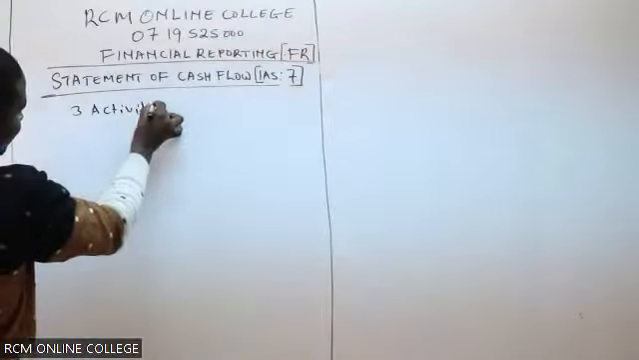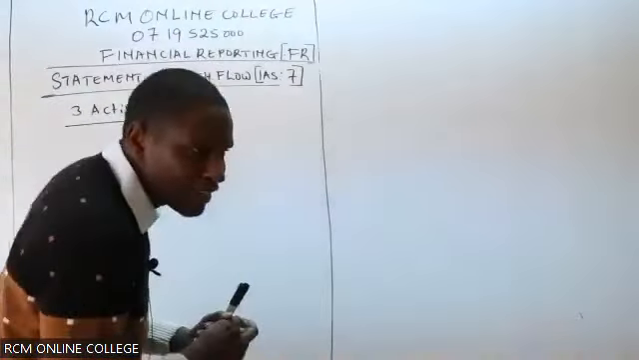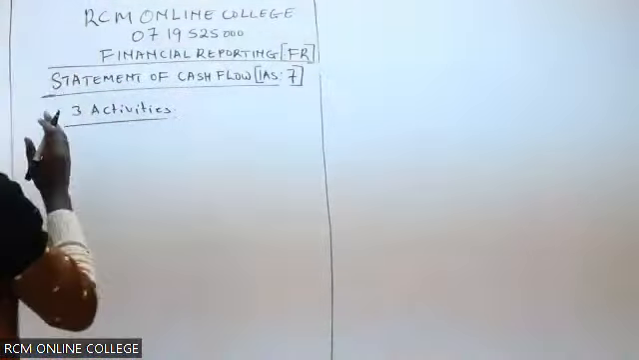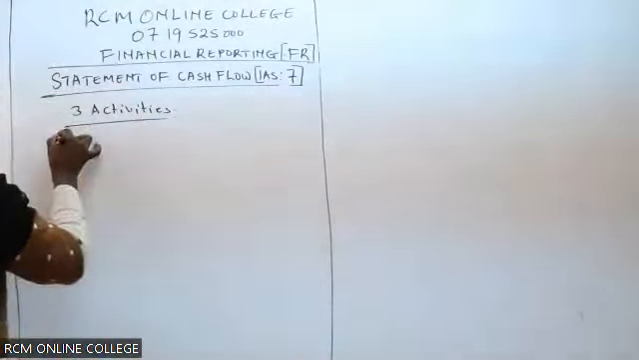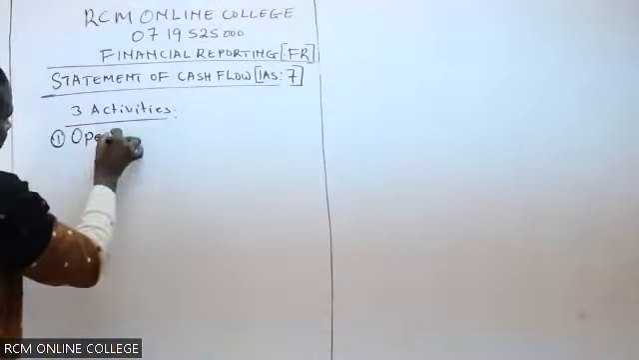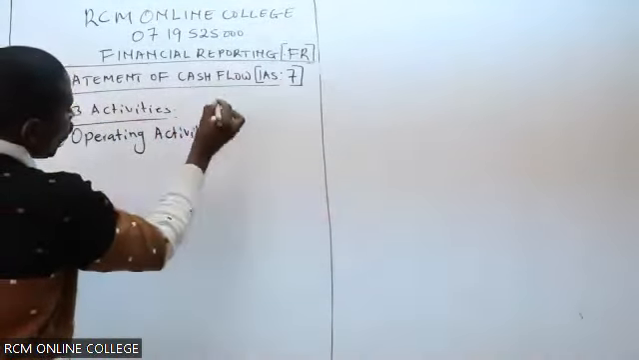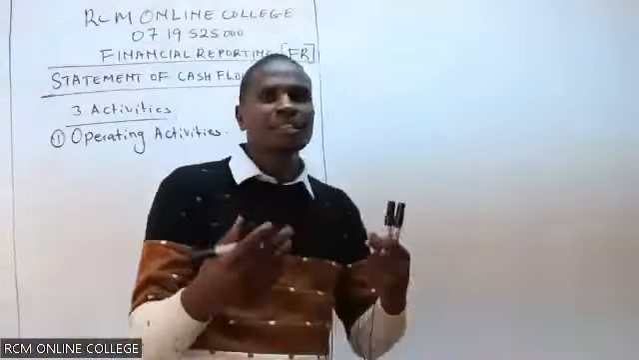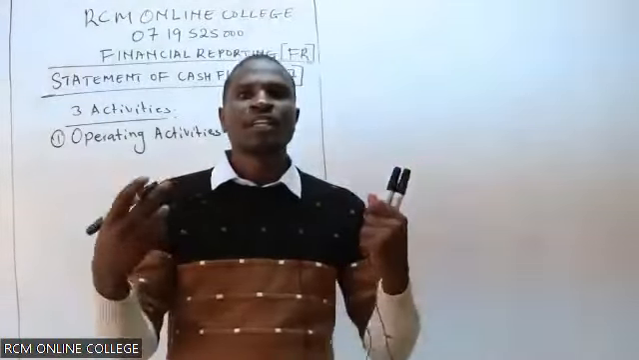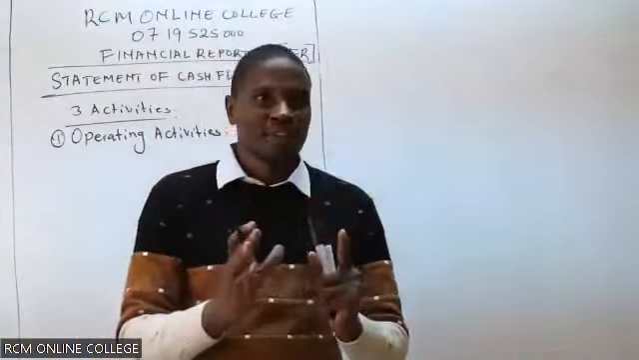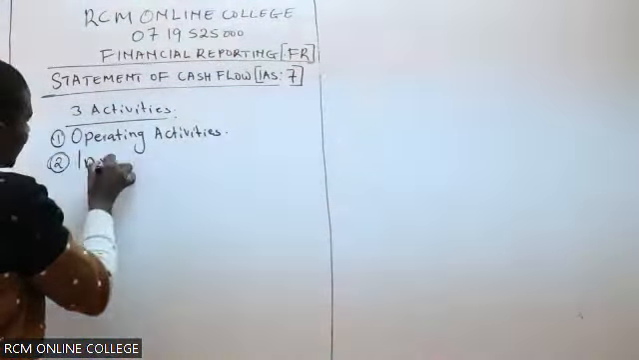Nothing is going to change. They will remain 3 unless we put something else, or we change the standard. The activities as per now are 3, and one of them is operating activities. Operating activity: all those activities undertaken in a company or organization in order to do what? To generate revenue. Then we have activity number 2, which is investing activity.